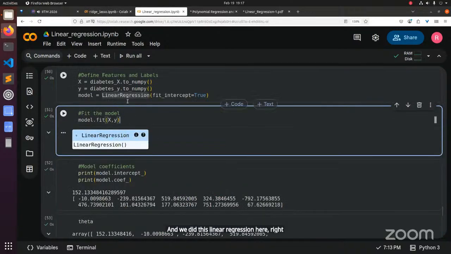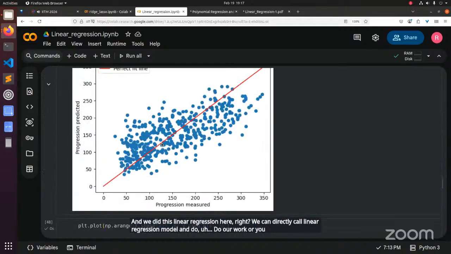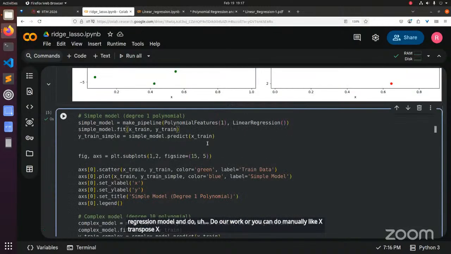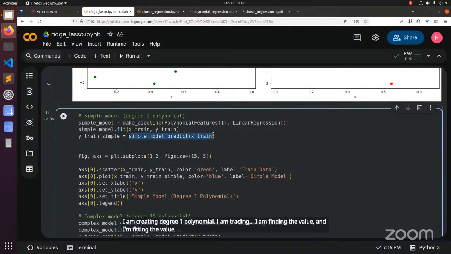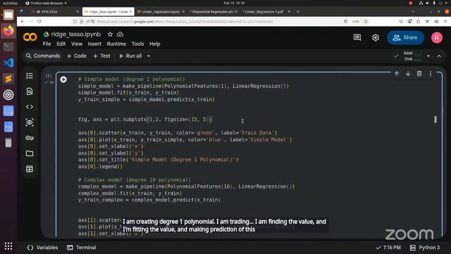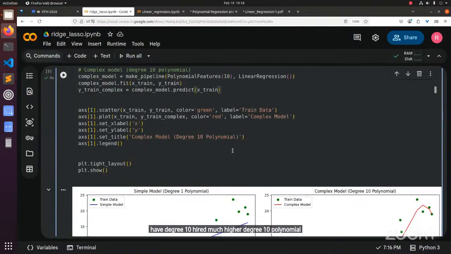We can directly call the linear regression model and do our work, or you can do it manually with X transpose X, which will give you the same answer. I am now no longer doing X transpose X, I'm just directly calling the package. From the package, I imported linear regression. I am creating a degree 1 polynomial, fitting the model and making predictions. Similarly, I also created a much higher degree 10 polynomial. And what will the prediction look like?